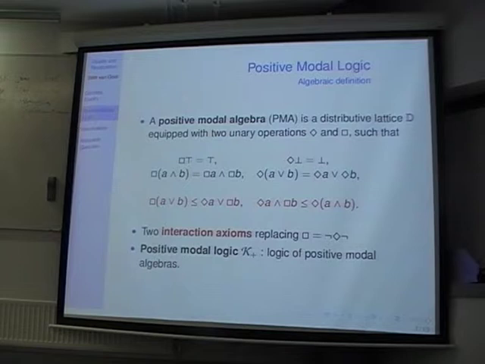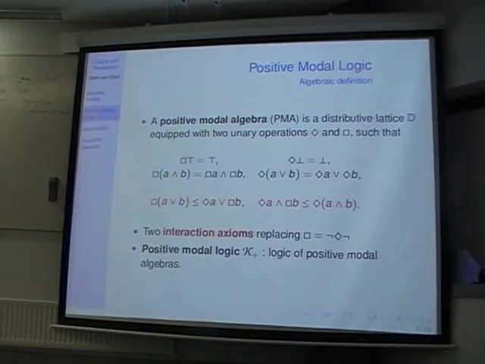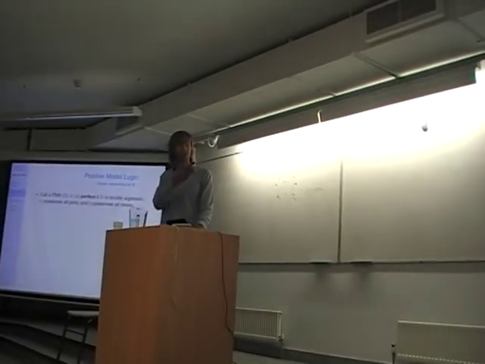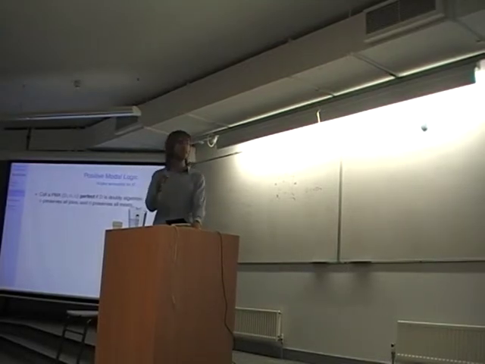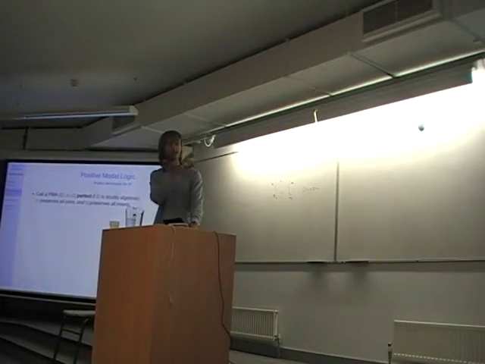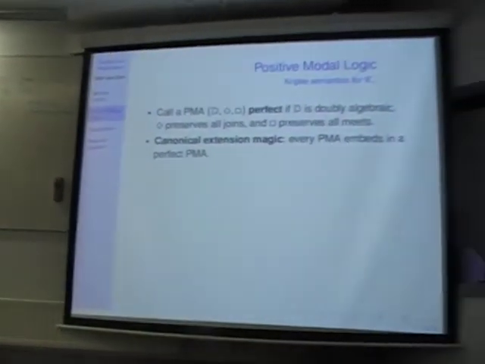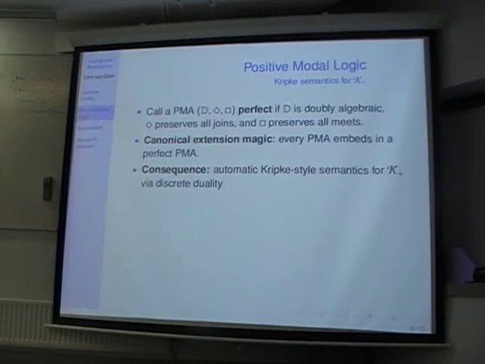And again, now you can consider the logic generated by this. So the logic, the equational theory of positive modal algebras. And again, the story is the same. You have perfect positive modal algebras, which are those very special concrete ones with a doubly algebraic lattice and the diamond and box preserving arbitrary joins and meets. And again, canonical extension magic gives you an embedding. So automatically, Kripke-style semantics for K plus, using the discrete duality that we already saw. This is the third time I'm saying this, so I'm going through it a bit quickly.